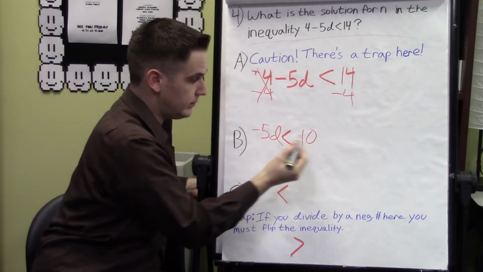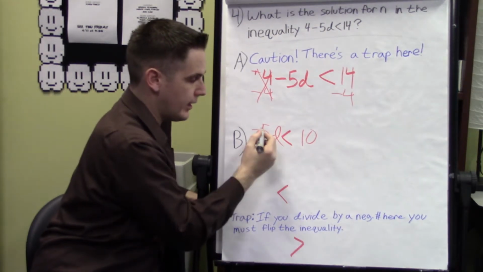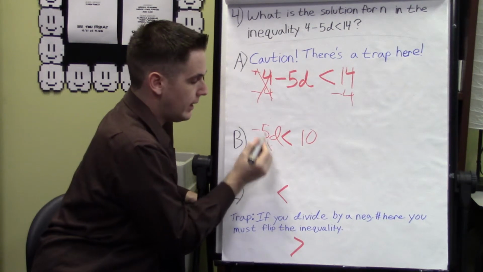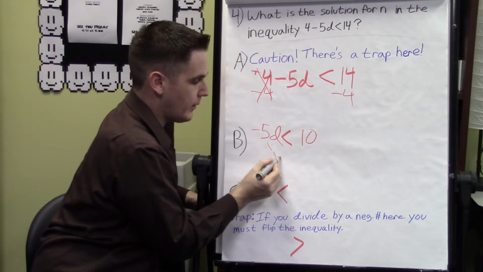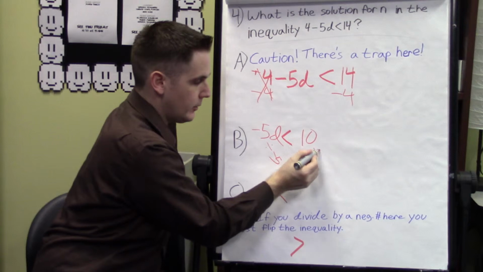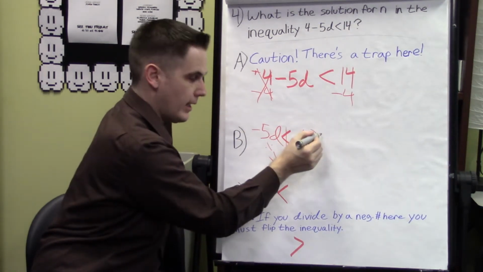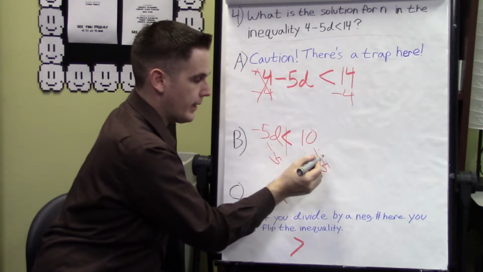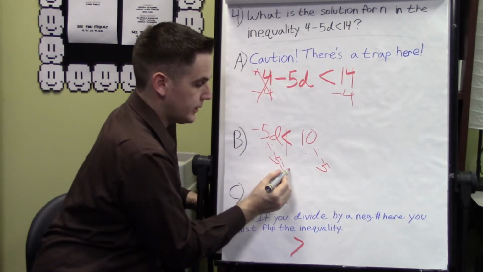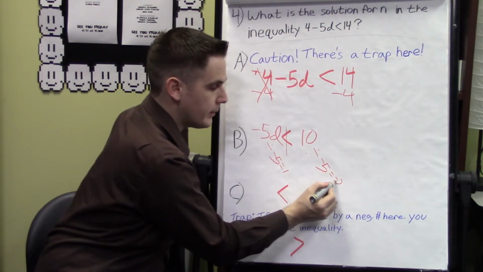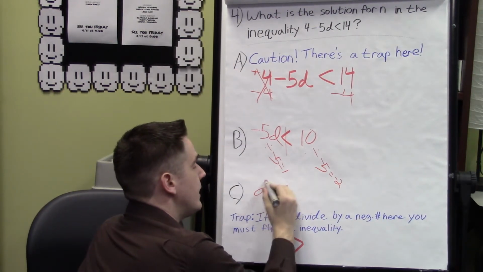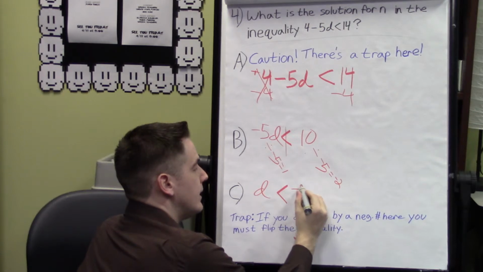Now that there's no more numbers unattached to d on this side, we're going to go ahead and divide. We're going to get rid of this one, so we can divide by negative 5. Then whatever we do to one side, we do to the other side. Divide by negative 5, divide by negative 5: 1d equals negative 2. So that's going to leave us with d is less than negative 2.